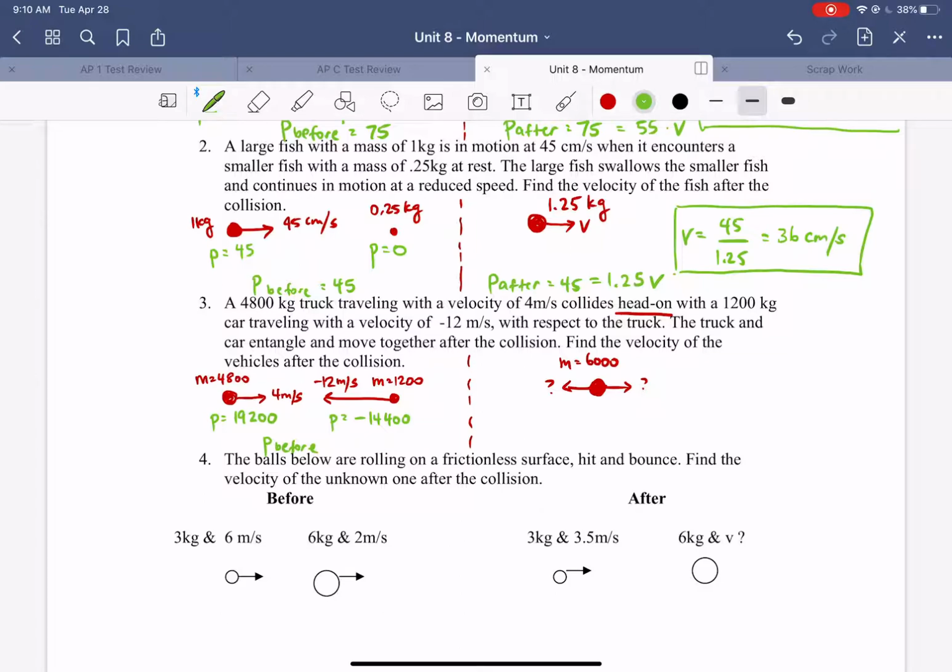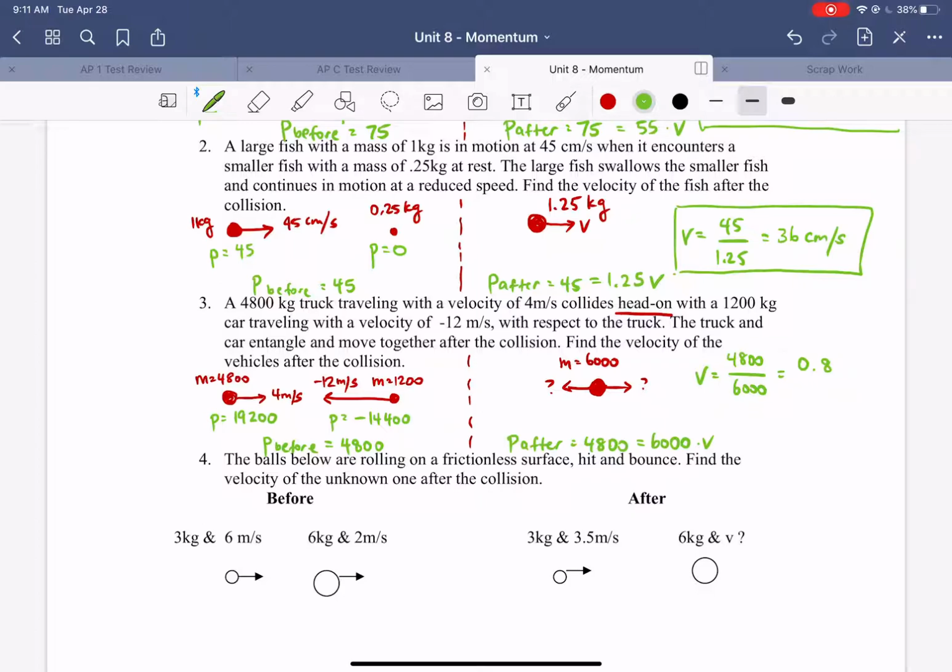All right, so the total momentum before the collision is going to be the sum of these two numbers. So 19,200 minus 14,400 is equal to 4,800. So that must be the momentum after the collision. So 4,800 is going to be the mass of our combined object, which is 6,000, multiplied by the unknown velocity v. So velocity is going to be 4,800 divided by 6,000, which is 0.8.